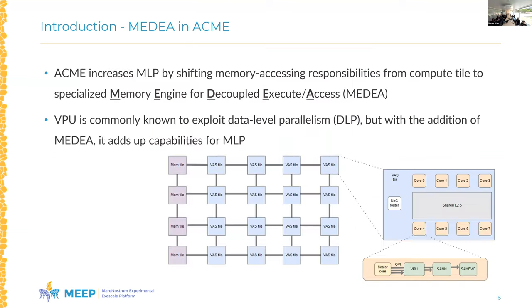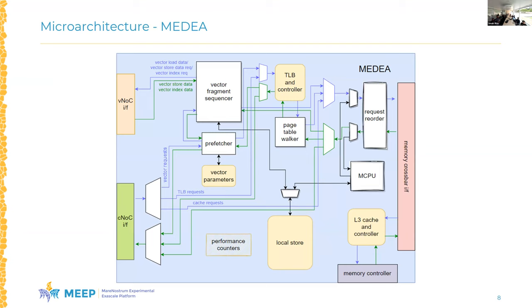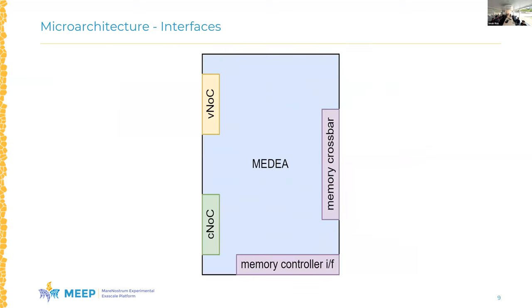Okay. So this is the microarchitecture of Medea. You can see that there are some interfaces. We have some core elements like the vector fragment sequencer, which I'll explain later on, the prefetcher, and the CPU. If we take these elements one by one, and remove everything from the logic, we end up with something like this.